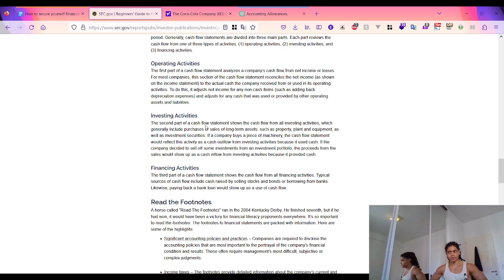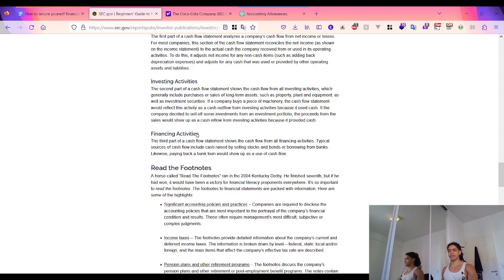Okay. So if a company buys a piece of machinery, for example, the cash flow statement reflects this activity as a cash flow from investing activities because it used cash. This is a cash outflow. If the company decides to sell off some investment from an investment portfolio, the proceeds from sales will show as cash inflow from investing activity because it provides cash.